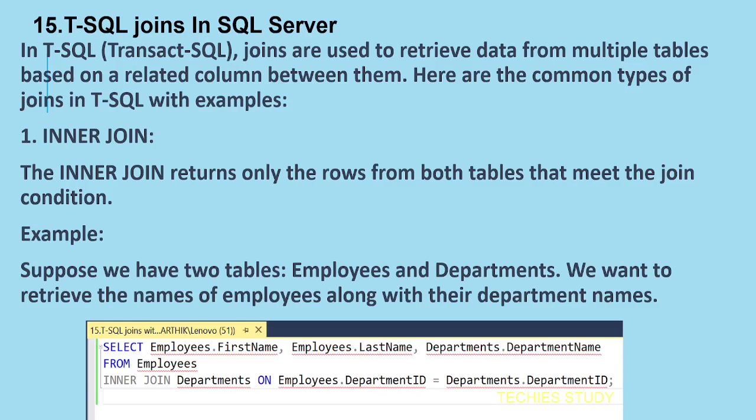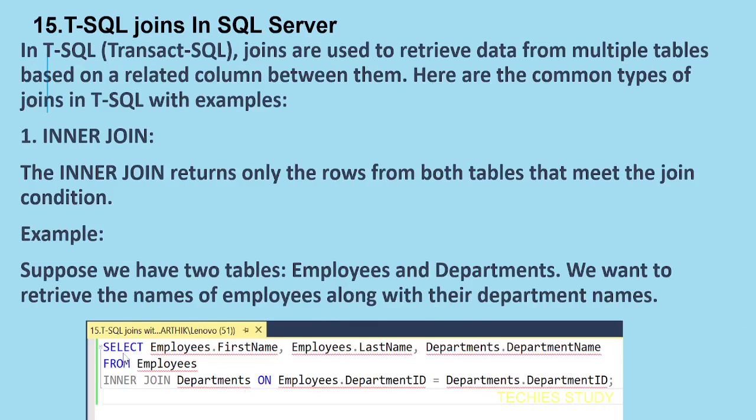Inner join. Inner join returns only the rows from both the tables that meet the join condition. In both the tables, it will fetch only the matching rows. So for example, suppose we have two tables, employees and departments. We want to retrieve the names from employees along with their department names.